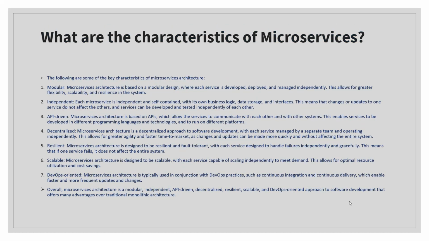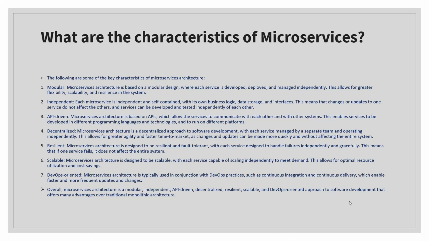What are the characteristics of microservices? The following are the characteristics of microservices architecture. First one is modular. Microservices architecture is based on modular design where each service is developed, deployed, and managed independently. This allows for greater flexibility, scalability, and resilience in the system.